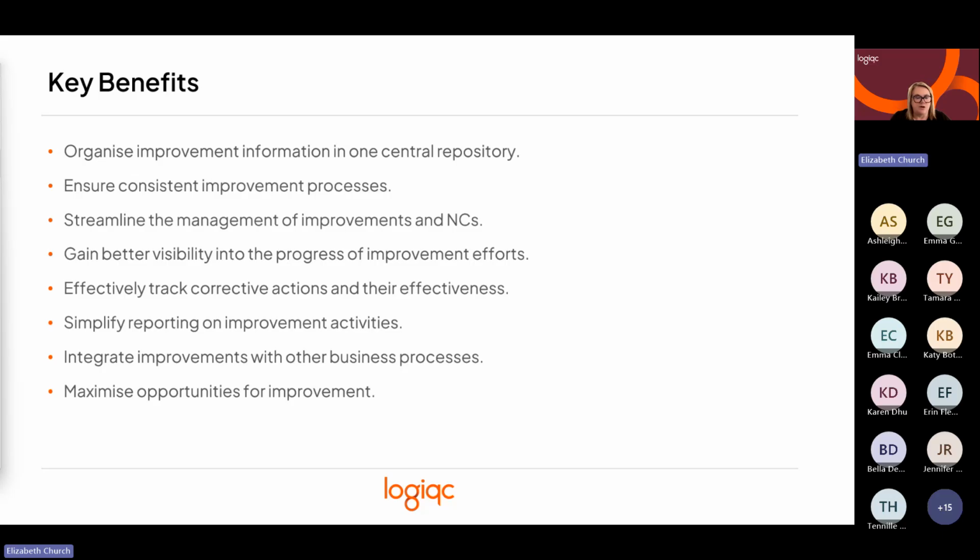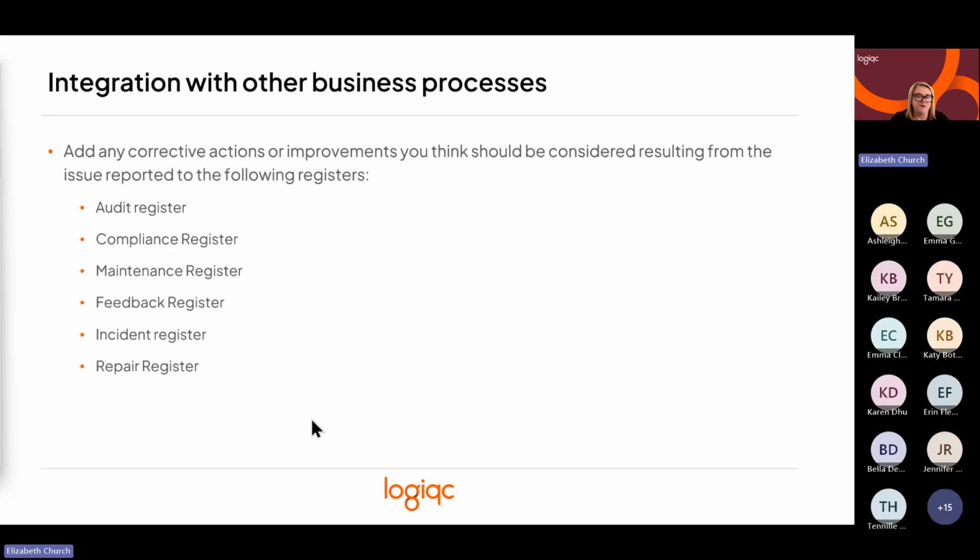So I touched on the other registers where the improvement register integrates. Any corrective actions or improvements that you identify resulting from an event can be added directly from the audit register, the compliance register, maintenance, feedback, incident and repair. So in all of the registers where there is opportunity for us to improve, or where something may have gone wrong, we have that availability.